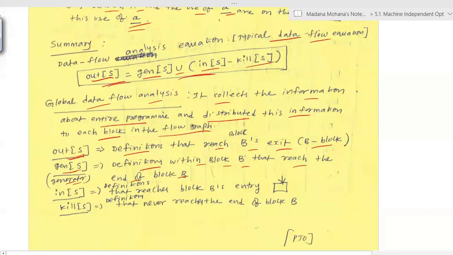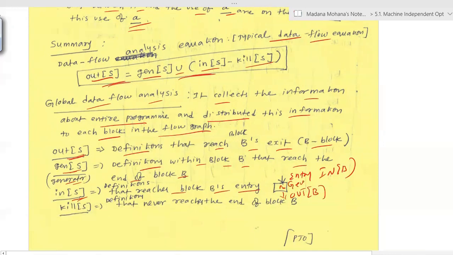So the definitions defined in that particular block, further those definitions reach other blocks. Then IN of S: definitions that reach the block's entry. Now you can see this is the block, this is the entry. This is called IN of B. Then the end of the block, this is the exit. At the exit, this is OUT of B.